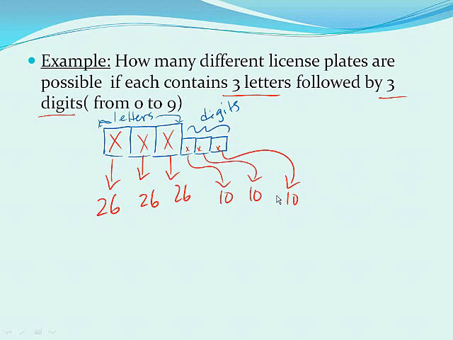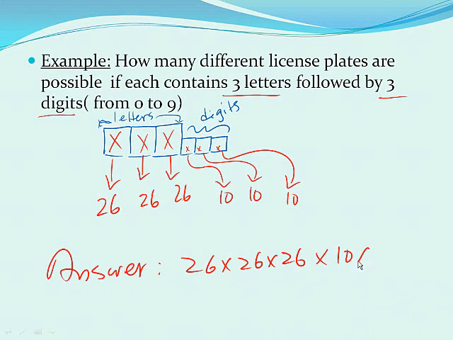To get the total count, we need to use the multiplication principle. So the answer will be 26 multiplied with 26 multiplied with 26 multiplied with 10 multiplied with 10 multiplied with 10. Also written as 26 to the power 3 multiplied with 10 to the power 3.